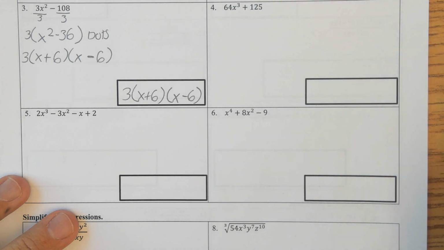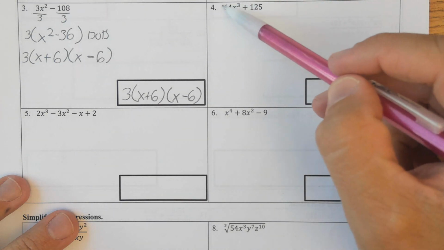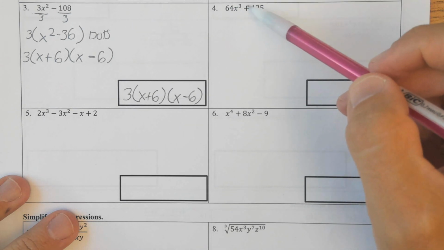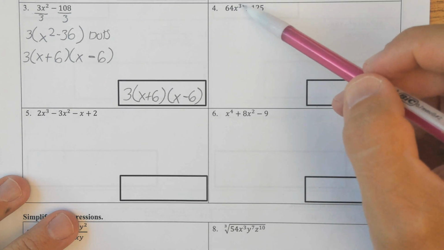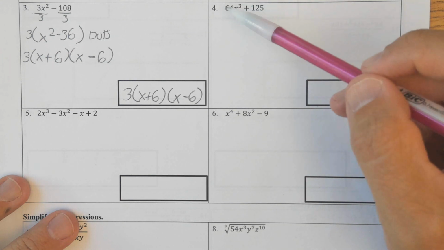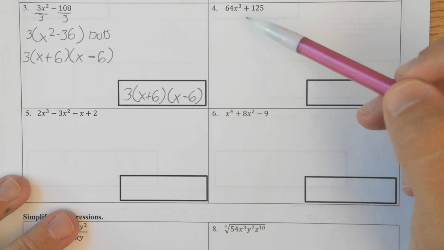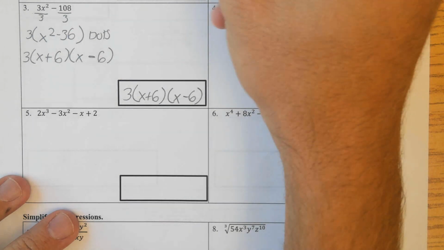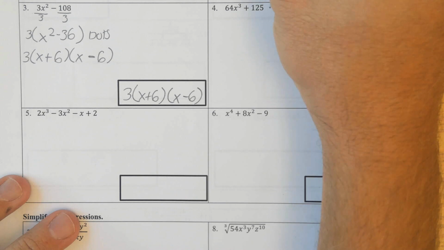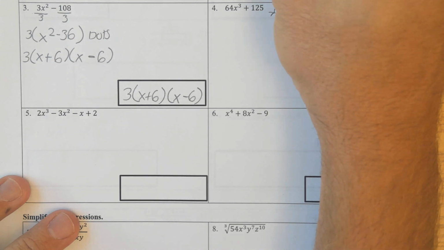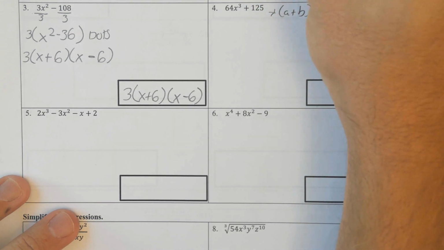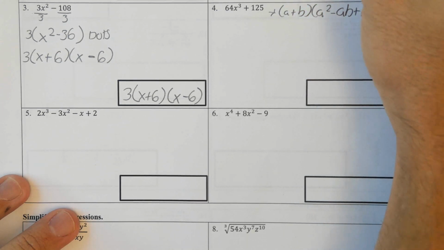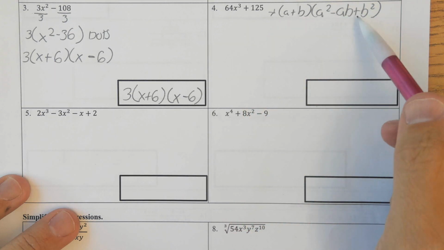All right, 64x to the third plus 125, okay? First things first, there's no GCF between the two, but then I see this 3 here at the exponent. So this is either a sum or a difference of cubes. Because this is a plus sign, it's a sum of cubes. So the first thing I have to do is recall our formula for sum of cubes. Remember, same, opposite, always positive for your signs.